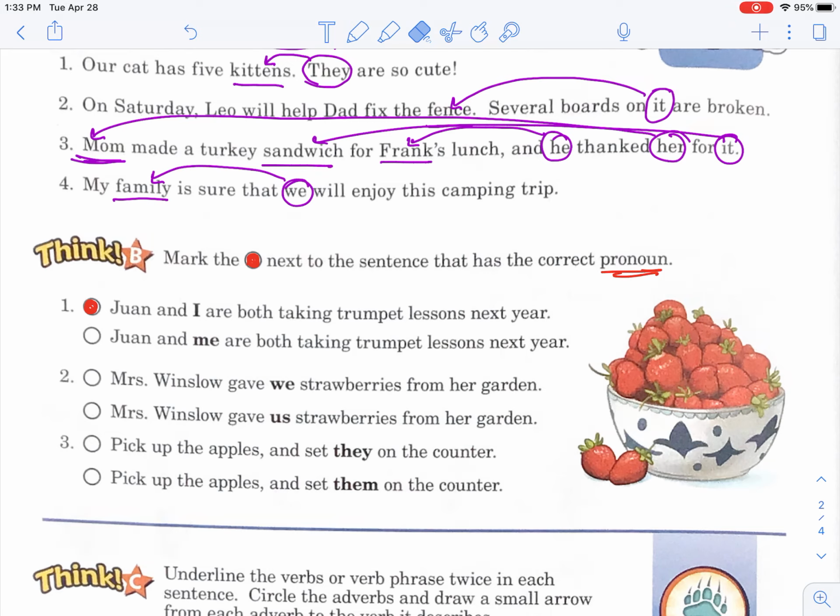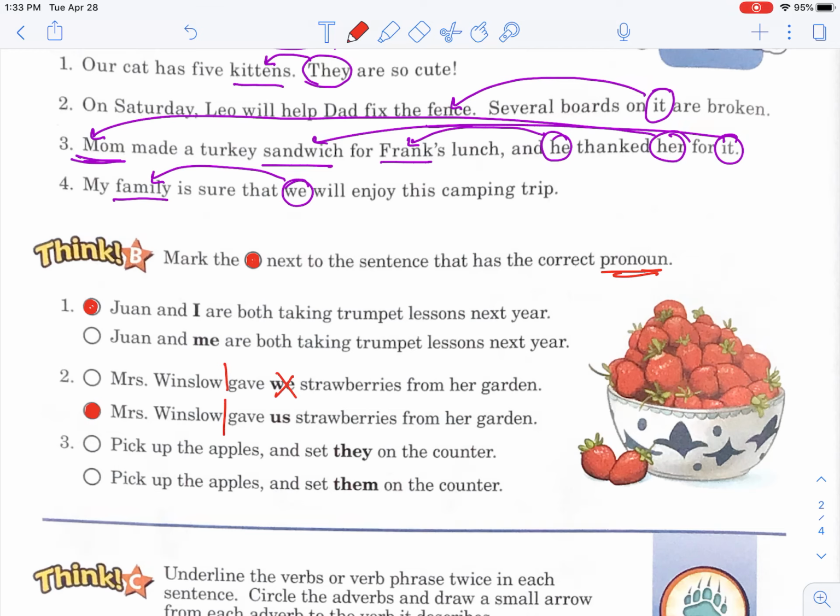Mrs. Winslow gave we strawberries from her garden. Mrs. Winslow gave us strawberries from her garden. So if I remember the rule, if I were diagramming this sentence, we can be used in the subject and us is in the predicate. Okay, so this pronoun's in the predicate. So which one makes sense? Mrs. Winslow gave we strawberries or Mrs. Winslow gave us strawberries? She gave them to us. Now, if we gave them to her and we move that to the subject, it would be we. But we does not go in the predicate. We stays in the subject. So we know that it's us.